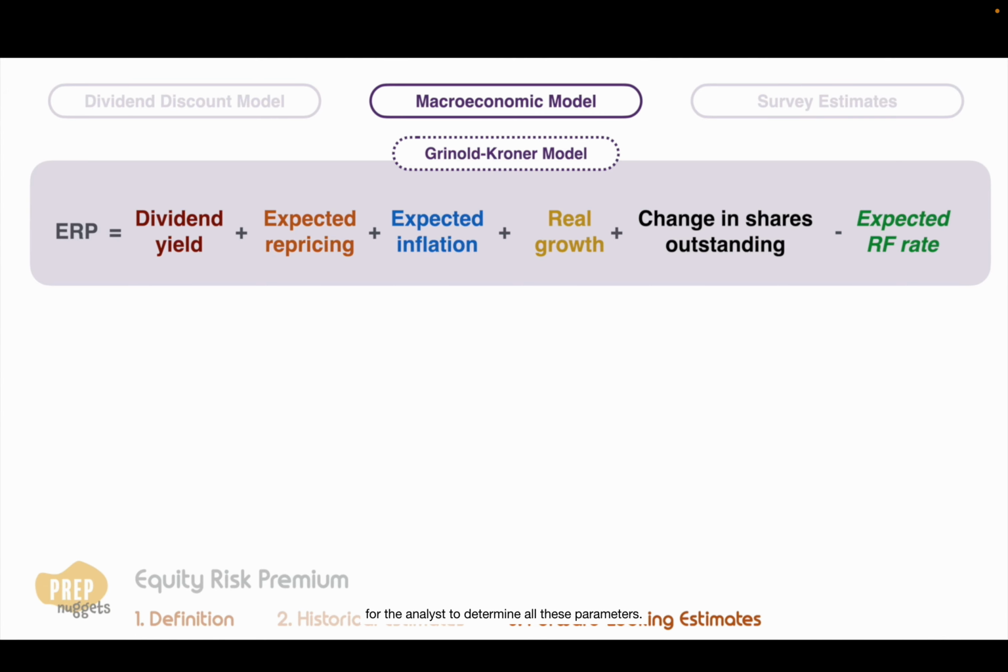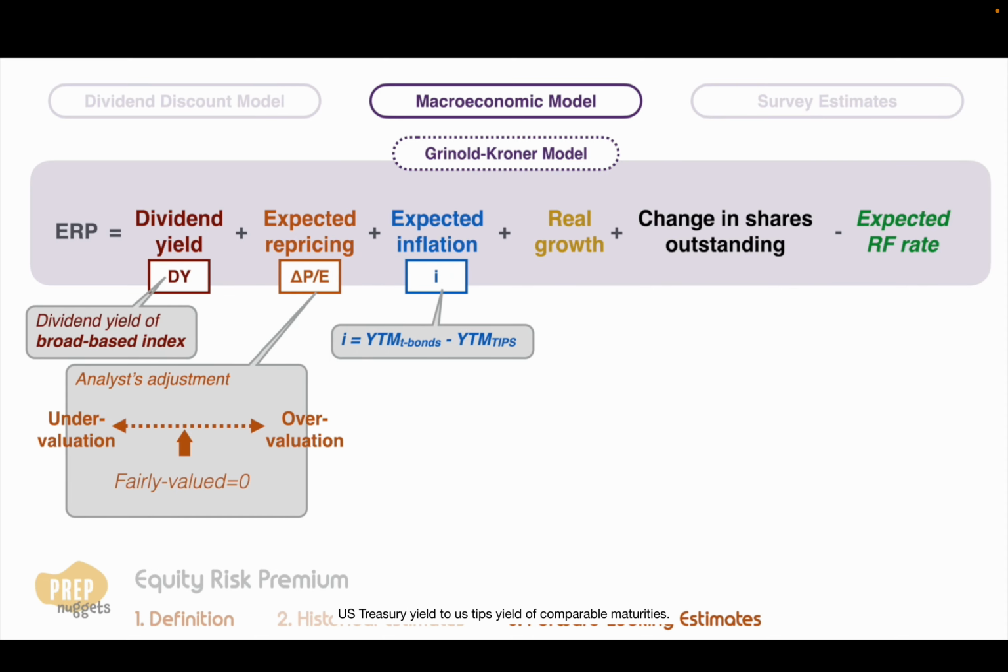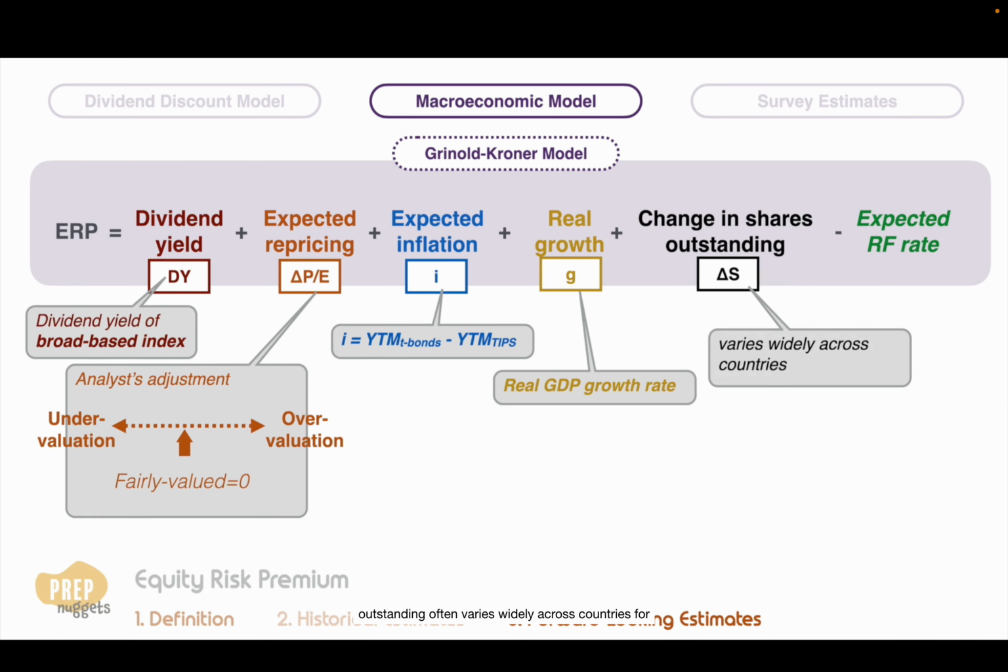The difficulty of the model is for the analyst to determine all these parameters. Dividend yield can be estimated using that of a broad-based market index. The change in PE is the analyst's adjustment for over or undervaluation, where 0 means the analyst expects the market to be fairly valued. Expected inflation may be estimated by comparing the US Treasury yield to the US TIPS yield of comparable maturities. TIPS are inflation-indexed bonds. The expected real earnings growth rate is the real GDP growth rate, and the expected change in shares outstanding often varies widely across countries for a variety of reasons.